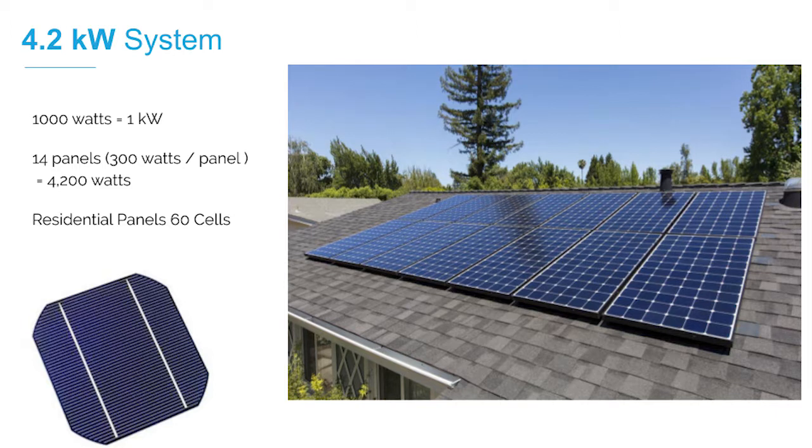For example, this is a 4.2 kilowatt system, and it consists of 14 panels of 300 watts per panel. Most residential panels have about 60 cells. So commissions for sales of solar systems are often based on the total number of watts or kilowatts installed within that system. Again, this is a 4.2 kilowatt system.